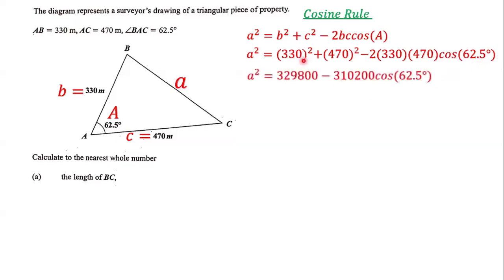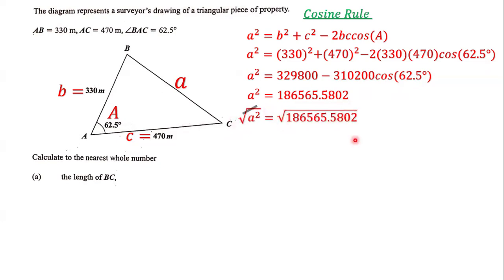And so let's compute. We have 330 squared plus 470 squared, and that gives us 329,800. We have 2 times 330 times 470, and that gives us 310,200. And we have to multiply that by cosine of 62.5. Next, we have to subtract. So we have 329,800 minus 310,200 times cosine of 62.5. And that gives us 186,565.5802. Next, we take the square root of both sides of this equation.